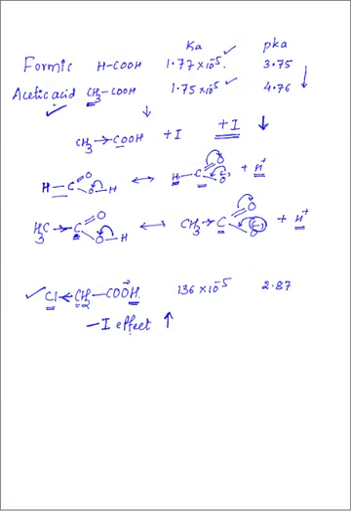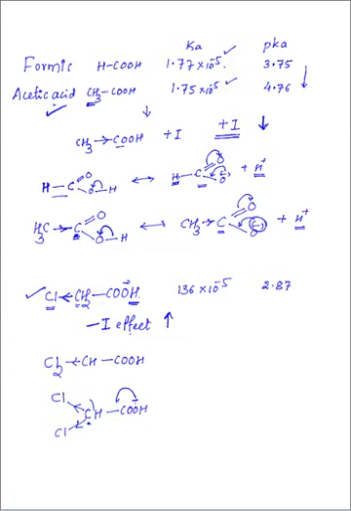Another example is dichloroacetic acid, Cl CH Cl COOH. So two groups are there which are taking electrons from this adjacent carbon, so that now this carbon is deficient in electrons, so it can easily be involved in the delocalization of this negative charge which is formed on the oxygen.